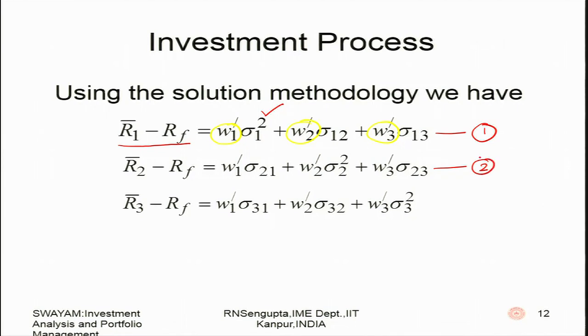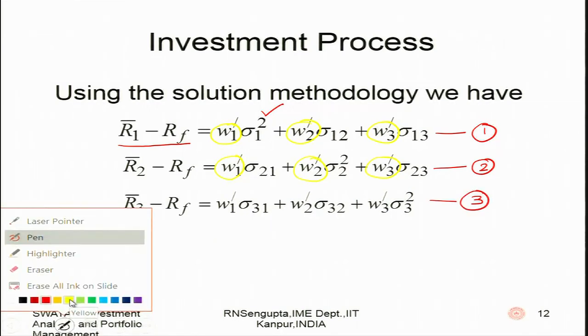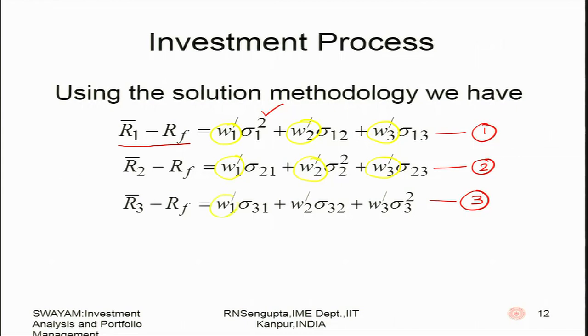So, I now have 2 equations. Let me check what the variables are. They are the same: W1', W2', W3'. Similarly, when I go to the third row, the third equation will come out, and again the variables which are still there, which you need to solve for, are W1', W2', W3'. So, 3 equations, 3 unknowns.